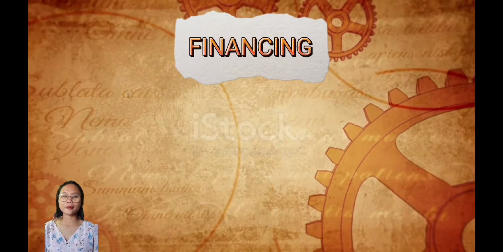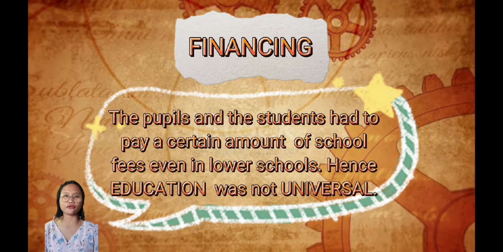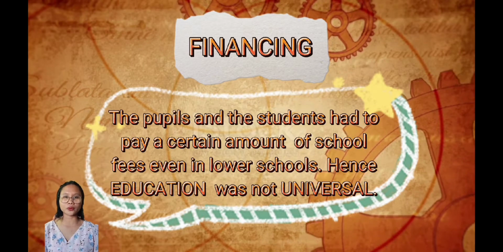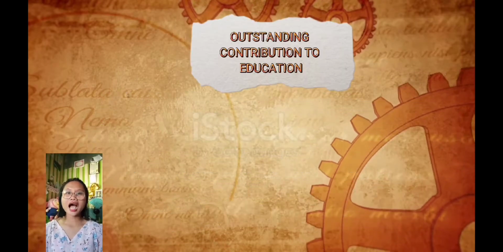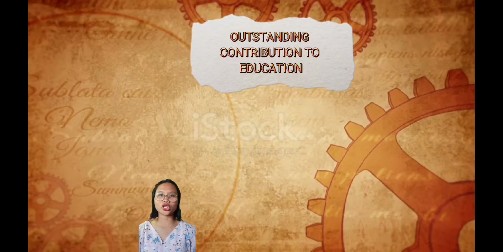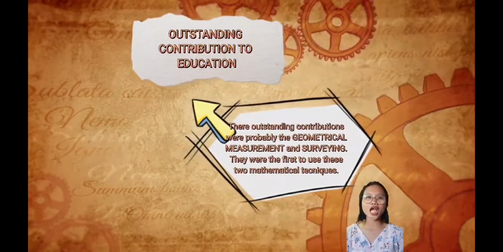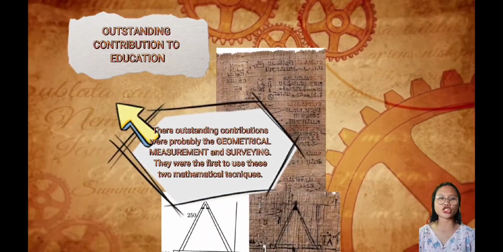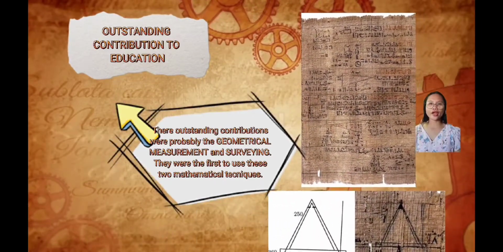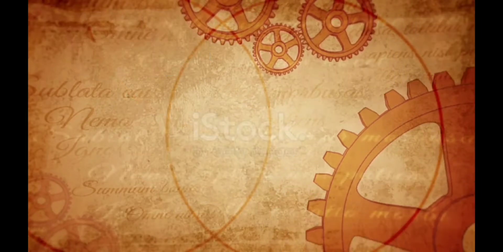Financing. The pupils and students had to pay a certain amount of school fees even in lower schools. Hence, education was not universal. Outstanding contribution to education. Their outstanding contributions were probably the geometrical measurement and surveying. They were the first to use these two mathematical techniques.